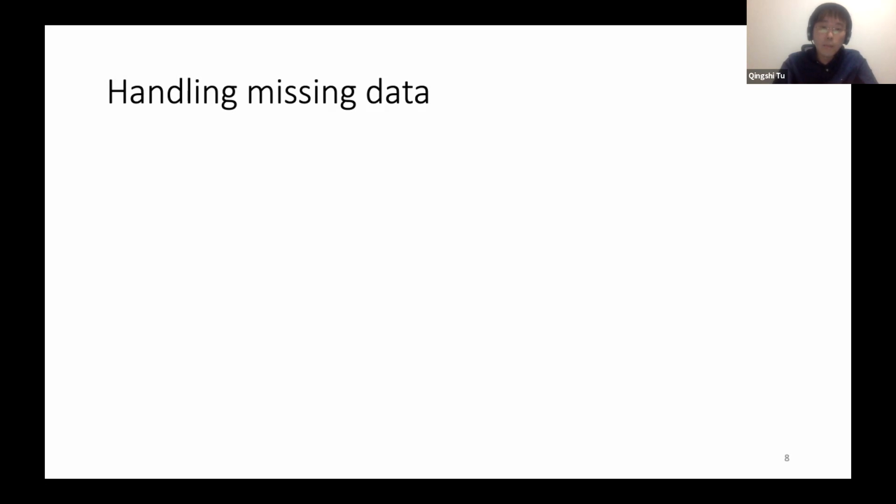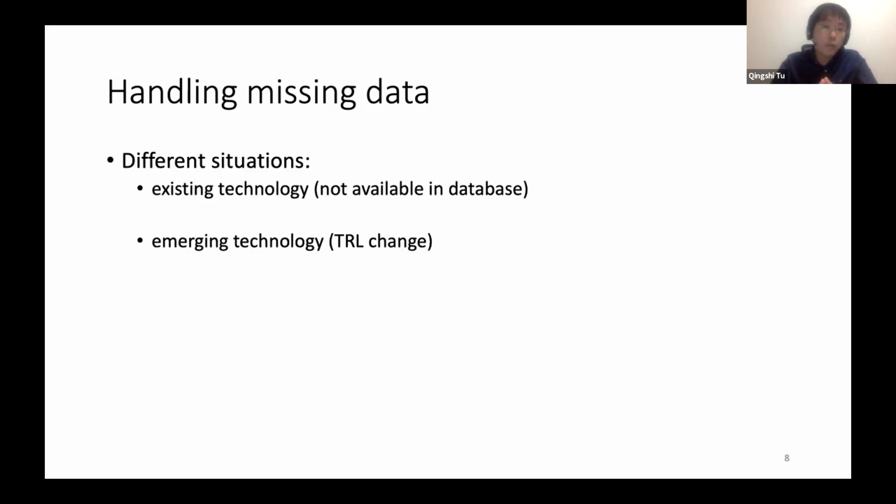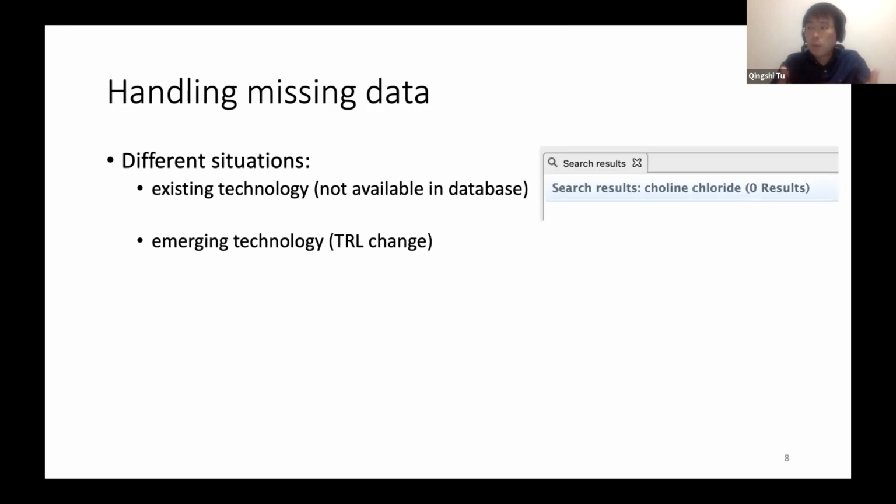And then there are different situations when you conduct LCA to calculate, let's say, the carbon intensity of your bioproduct, right? One type of situation is that you know the existing technology, but it's just not available in the database. And I think as LCA practitioners, we run into this situation almost every day, right? When you put a chemical in a search box in your software, it often returns 0 results. So that's a very common situation. You will have missing data.